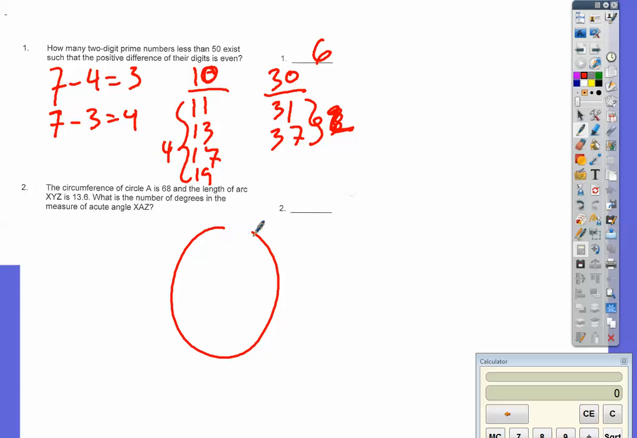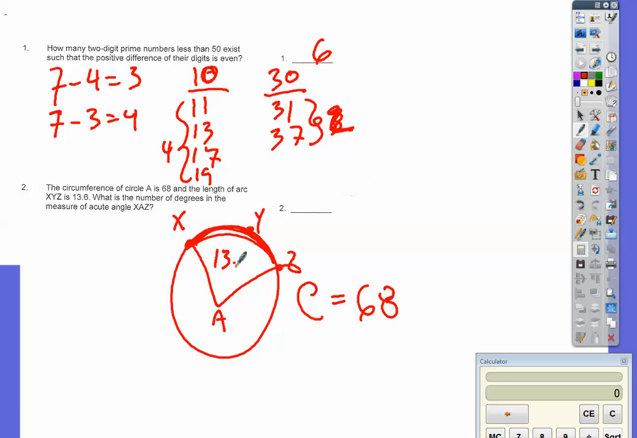So here we have a circle. This is right down the alley of those 7th graders right now. So we have arc XYZ. We know that the circumference is going to be equal to 68. And we know that this arc here is going to be... now the ratio of this arc length to the circumference is going to be the same as the ratio of this angle to the whole circle.